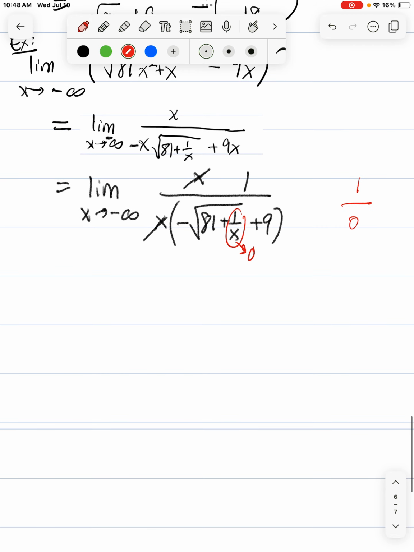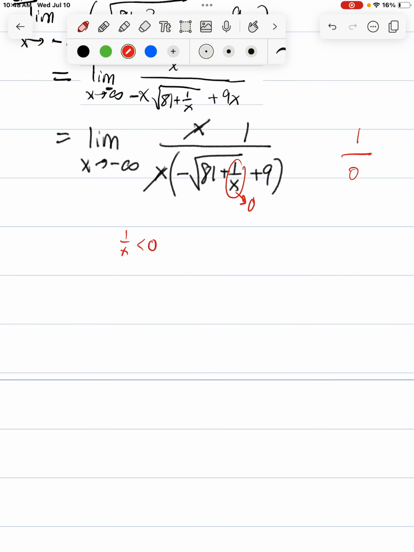Now when x is really negative, okay, the square root of 81 plus 1 over x, okay, so this 1 over x is negative, right? When x is really negative. So that means that 81 plus 1 over x is going to be 81 minus a really small amount. So that's going to be less than 81. It's going to be close to 81, but less than 81. And so when I do the square root of that, square root of 81 plus 1 over x, that's going to be less than 9.